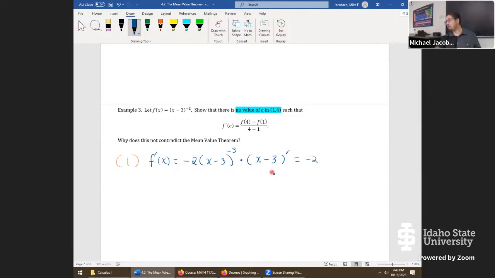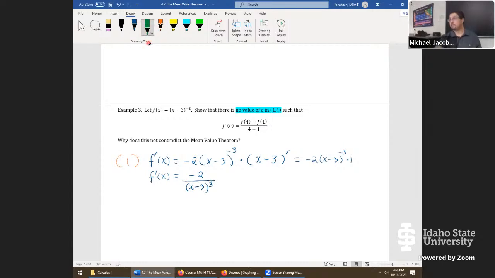This turns into -2 times (x minus 3) to the power -3 times 1. And so we can say f prime of x equals, I'll leave a -2 in the numerator. Let's convert that exponent to positive. It might be convenient when we do the equation solving. So (x minus 3) to the positive power of 3. So step 1 is done.